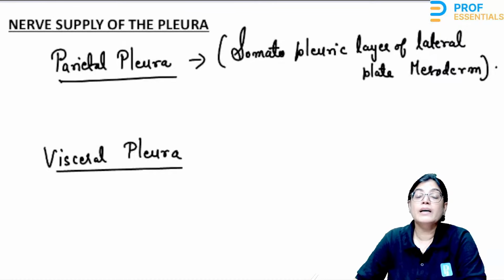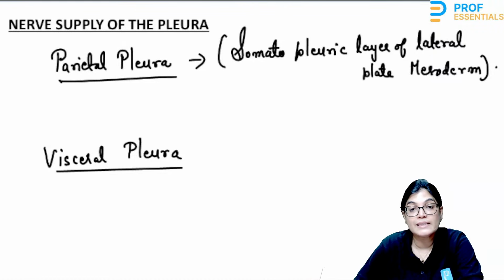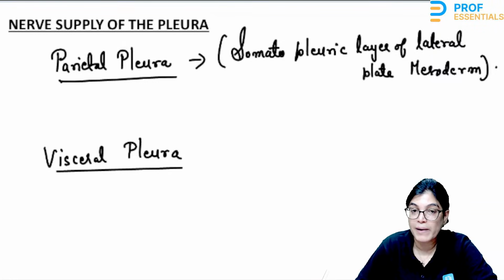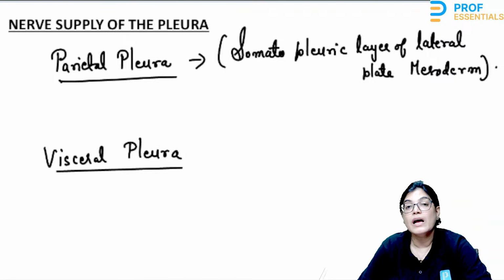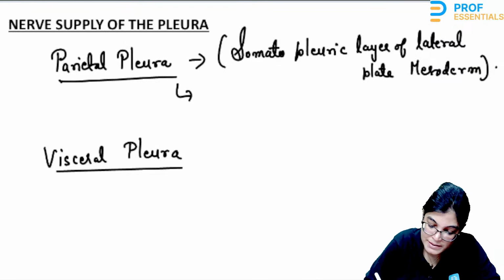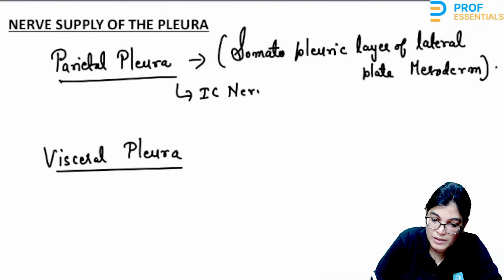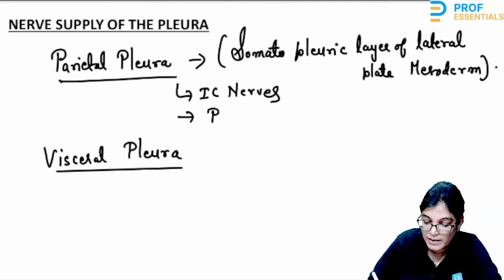So it will be sensitive to pain, and it will be supplied by somatic nerves. So basically it will have innervation via the same. For example, if I'm talking about the costal and peripheral parts, or the diaphragmatic parts, they will be supplied by intercostal nerves. It will be getting innervation from phrenic nerves.